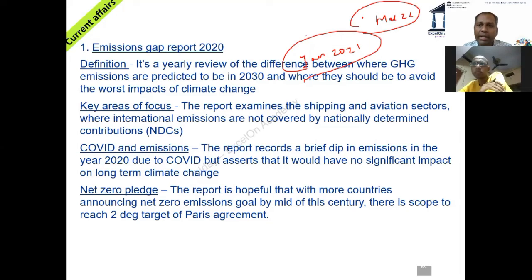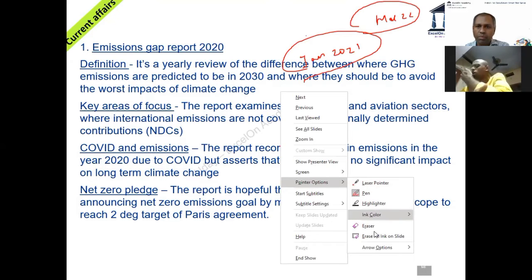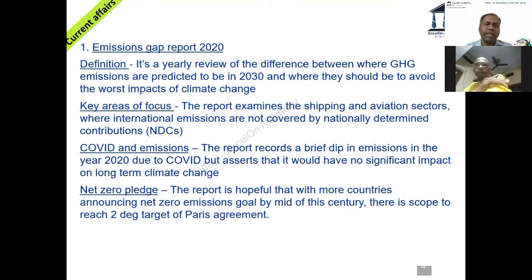Gap Report 2020. So generally, when a report is titled 2020, it gets released in 2021. It takes several months for the report to get compiled. So what is the emission gap? That's the first interesting part. What does the report mean by the emission gap?